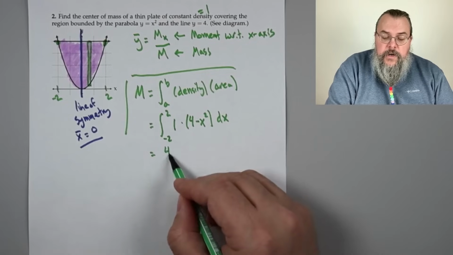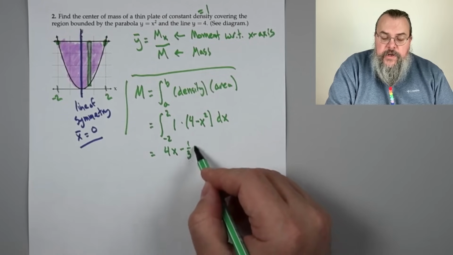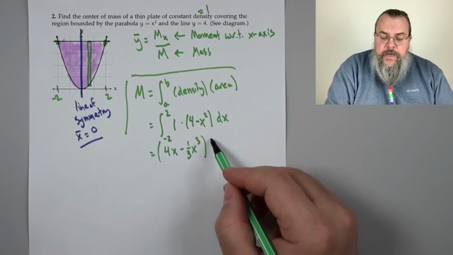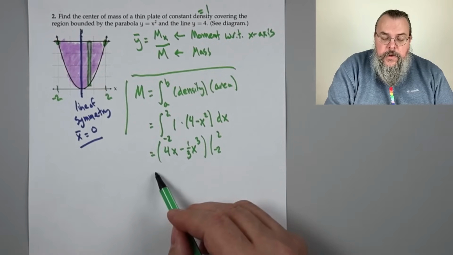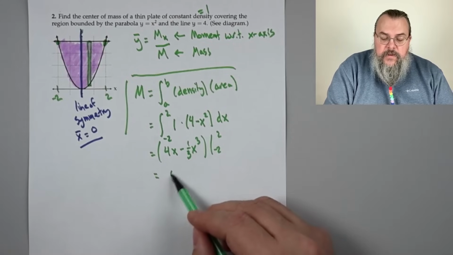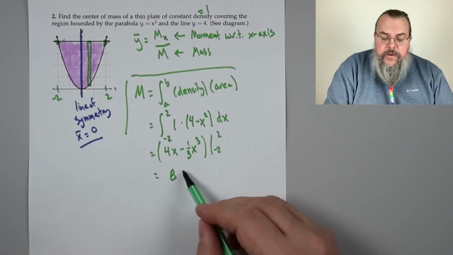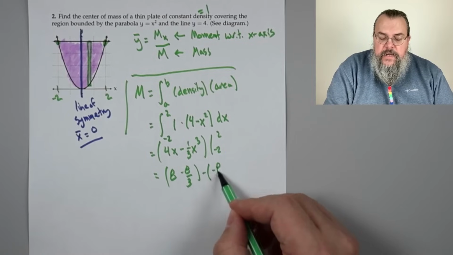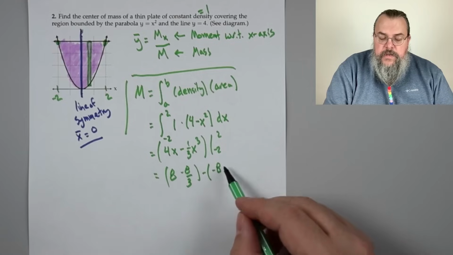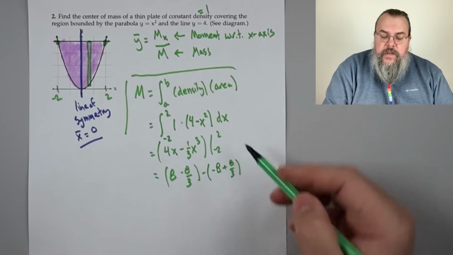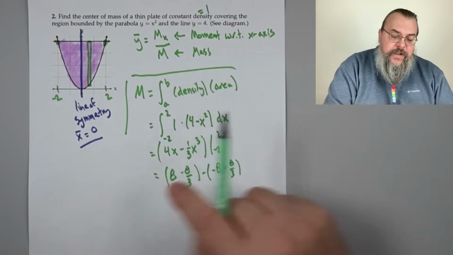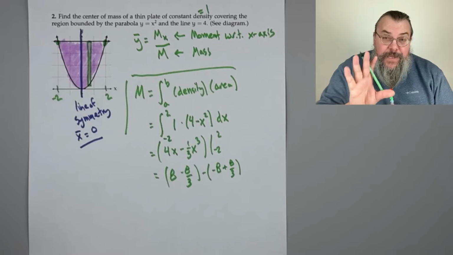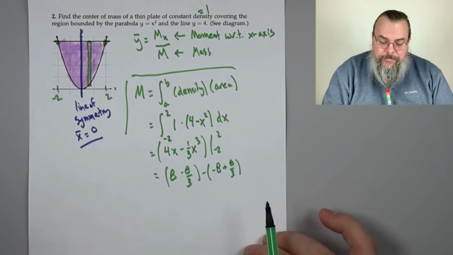So we get 4x minus 1/3 x cubed, because that's the integral. And we evaluate from -2 to +2, which will give us 4 times 2 is 8, minus 8/3. Subtract -8, and then plus 8/3. You can save yourself a little bit of work. Say, well, by symmetry, I just integrate from 0 to 2 and double. Be careful, though. We'll talk about how to be careful in a second.